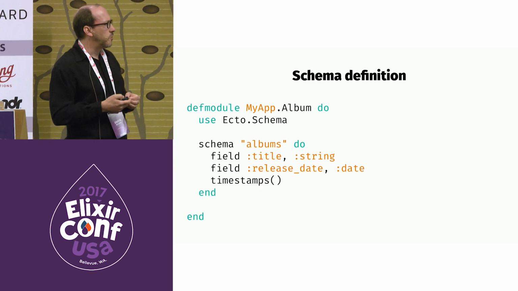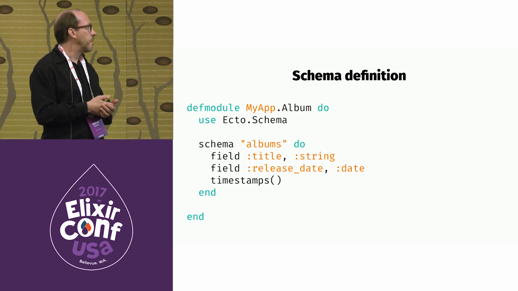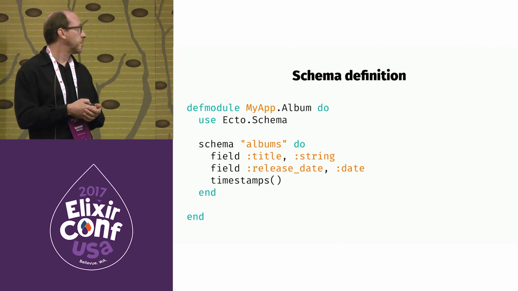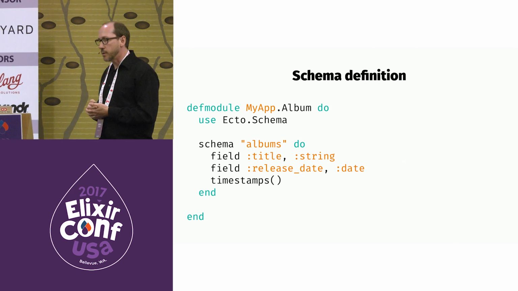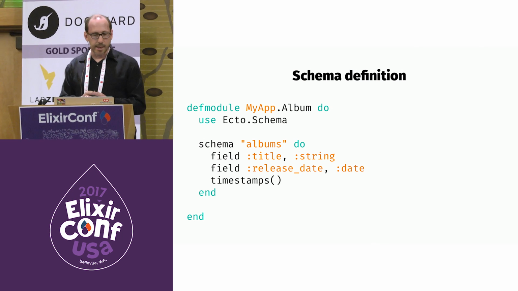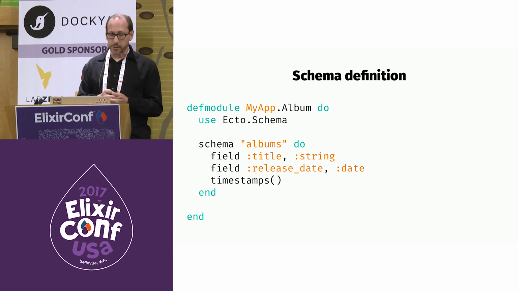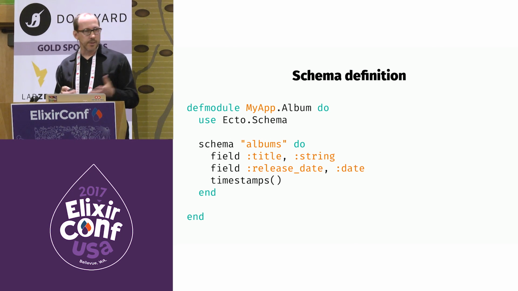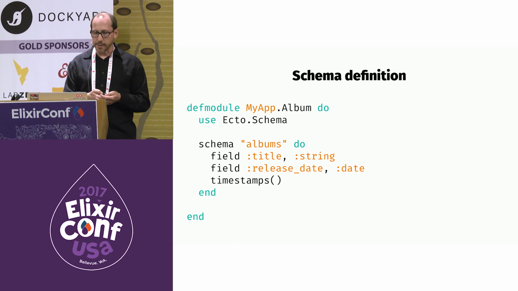So if we want to create a struct for our albums table, we create a module called Album. We call use Ecto.Schema to pull in the critical functionality, and then we iterate through each of the fields. So we call schema, provide the table name, which in this case is albums, and create a field for the title, which is a string, and a field for the release date, which is a date. And then there's a convenience function called timestamps, which gives us created at and updated at.